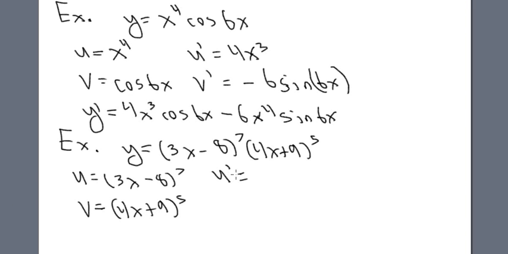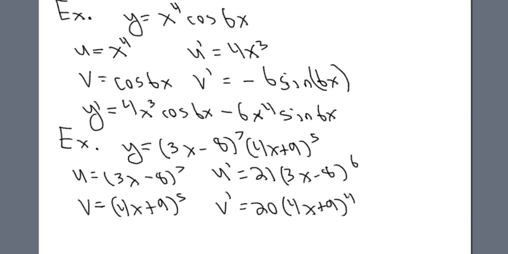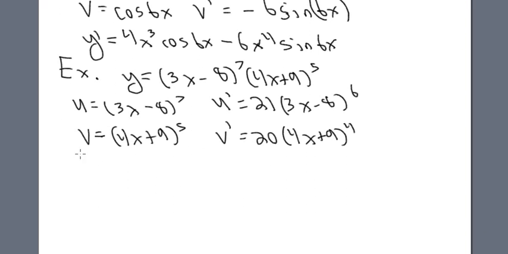But since we've been doing chain rule for a while, I'm going to go ahead and skip that and do it in my head. Derivative of the inside is 3 times the exponent, so 21. Then 3x minus 8, 7 minus 1 is 6. V prime, derivative of the inside is 4 times the exponent, so 20. Then 4x plus 9, and 5 minus 1 is 4. Okay, so I have my u, v, u prime, and v prime. Now let's go ahead and put it together.